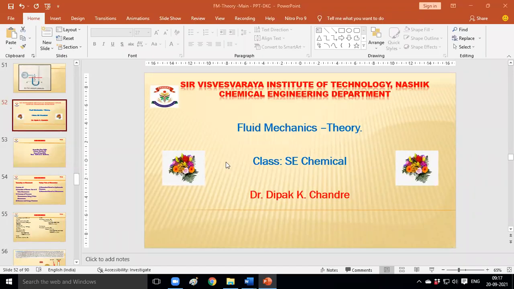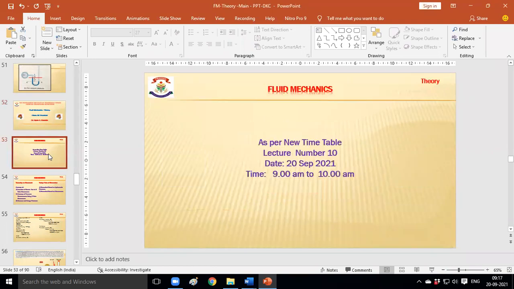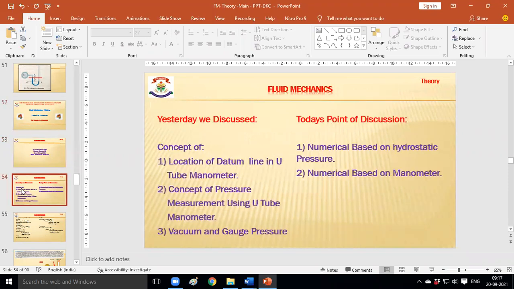Good morning. In the last lecture, we discussed pressure measurement, the location of the datum line in a U-tube manometer, the concept of pressure measurement using a U-tube manometer, and also vacuum and gas pressure representation in the case of a U-tube manometer. Today we are discussing the numerical based on hydrostatic pressure.